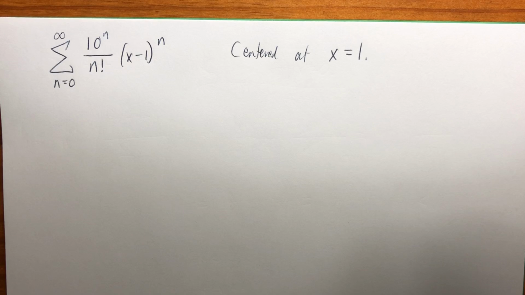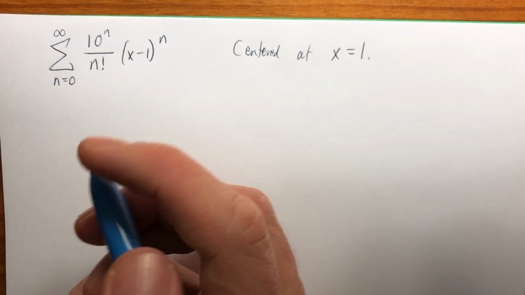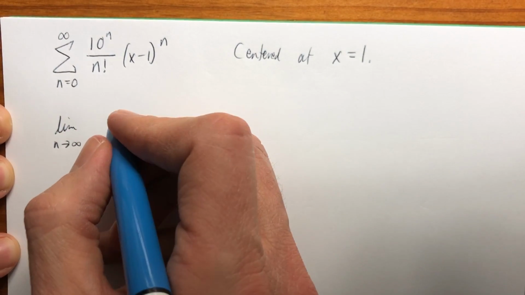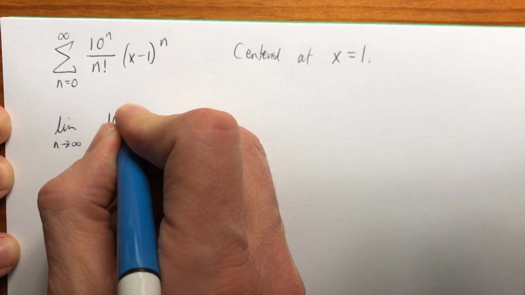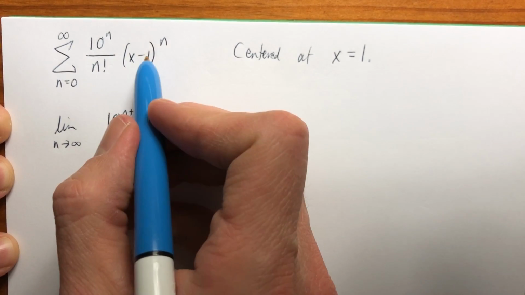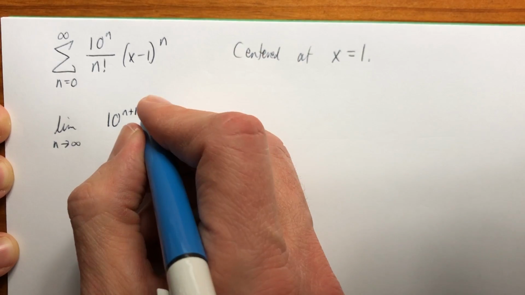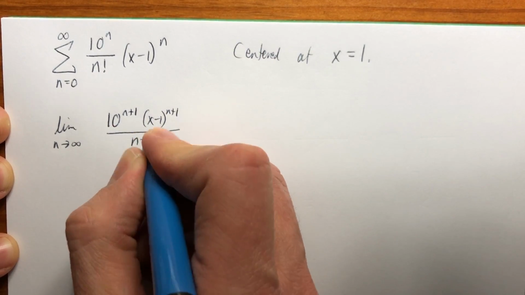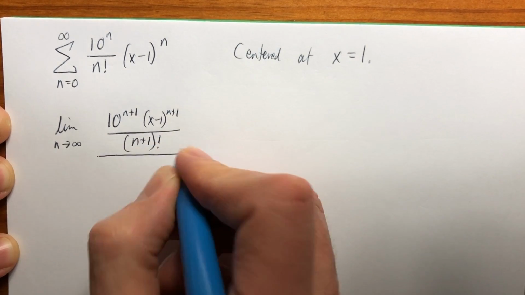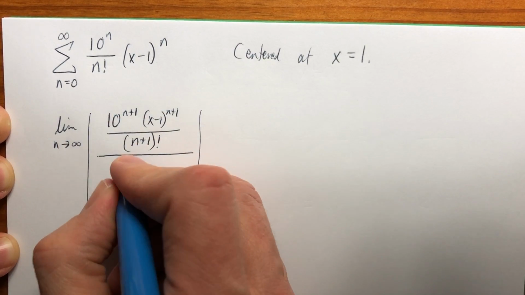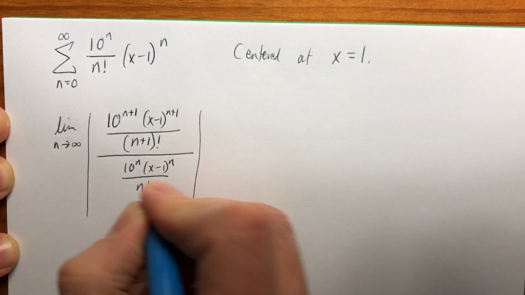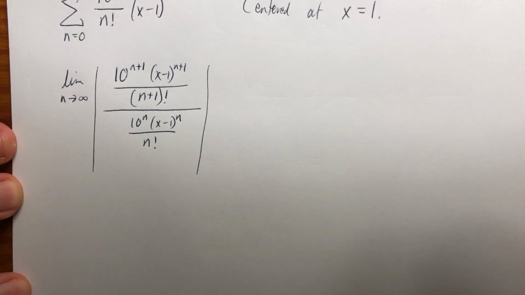And now we're going to shift gears, and we're going to do the ratio test again. I'm not going to write the words ratio test over on the side. It's kind of intuitive at this point. So the limit as n approaches infinity of 10 to the n plus 1, x minus 1 to the n plus 1 over n plus 1 factorial, divided by 10 to the n, x minus 1 to the n over n factorial. Okay, cool. Here we go.